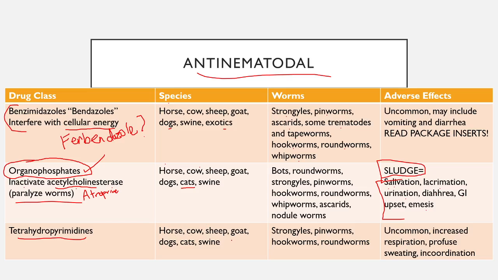Tetrahydropyrimidines, used in large animals, dogs, cats, and swine. Strongyles, pinworms, hookworms, and roundworms. Not a lot of different worms. We don't use it often, but they don't have a lot of side effects. So some increased respiration, sweating, and incoordination.